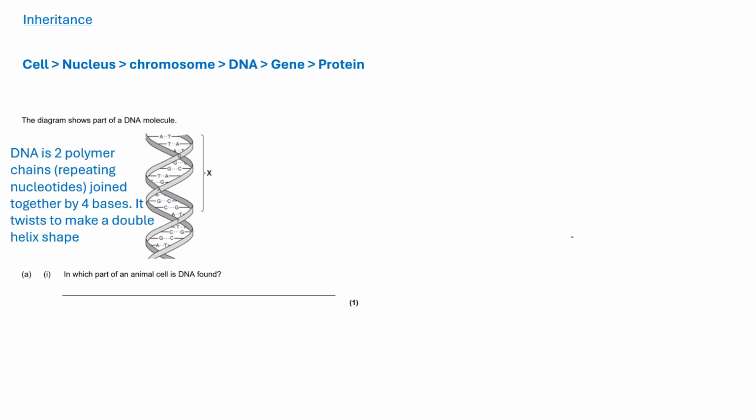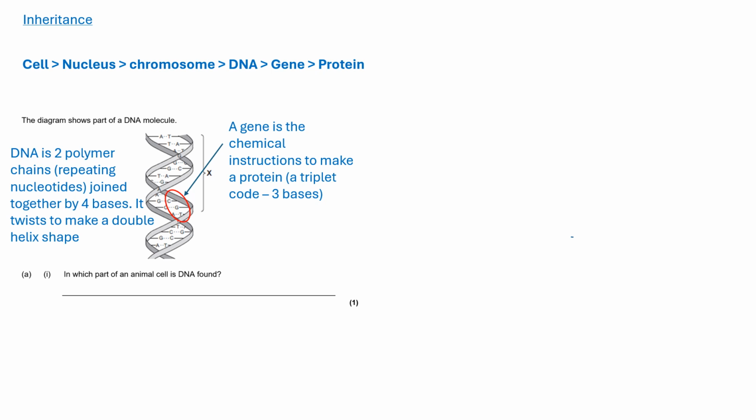DNA is two polymer chains, which means it's made up of repeating monomers or nucleotides. The two strands of deoxyribonucleic acid are joined together by 4 bases, and the bases pair up complementary, C to G and A to T. It then twists to make a double helix shape, and a gene is the chemical instructions to make a protein.